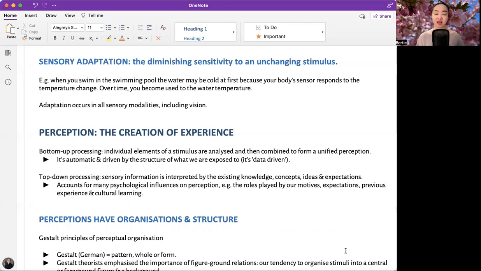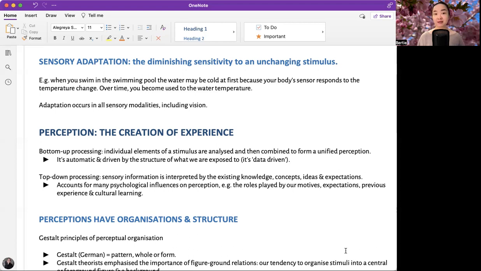Perception, the creation of experience. Bottom-up processing. Individual elements of a stimulus are analyzed and then combined to form a unified perception. It's automatic and driven by the structure of what we are exposed to. It's data-driven.